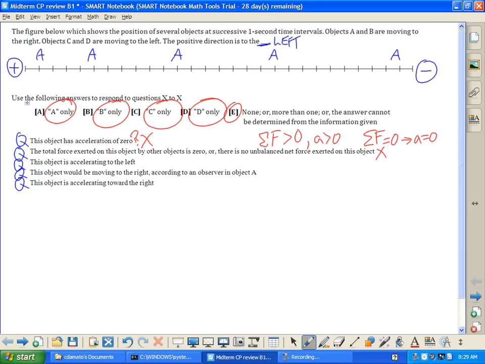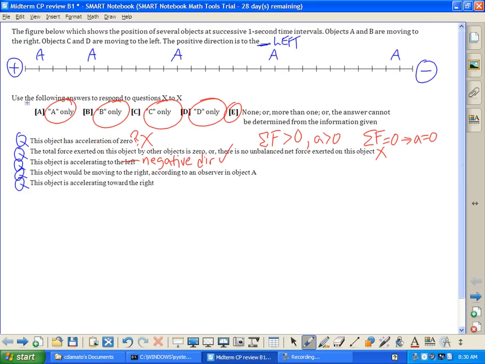Is this object accelerating to the left? No. It's not accelerating to the left. What if it said, is this object accelerating in the negative direction? Yes. Because acceleration means changing velocity, not necessarily speeding up or slowing down. You have to know what direction we're talking about.